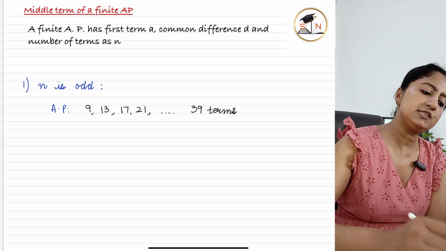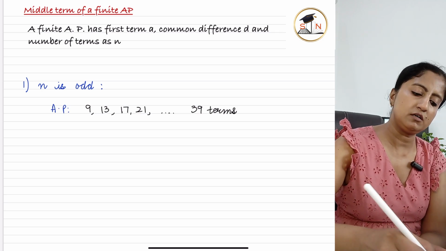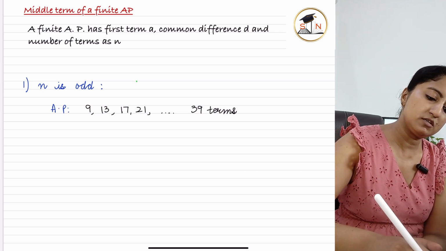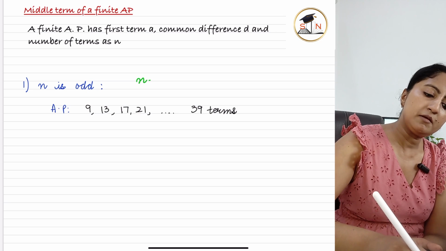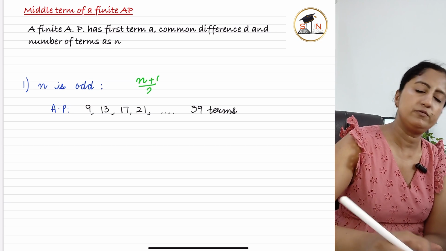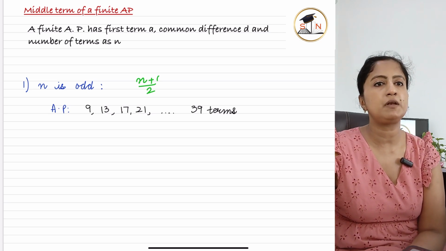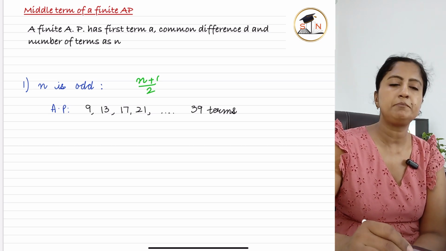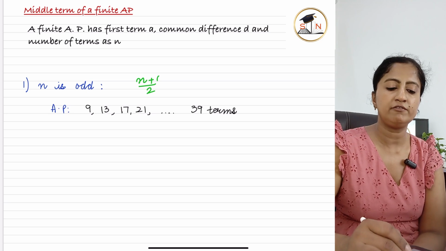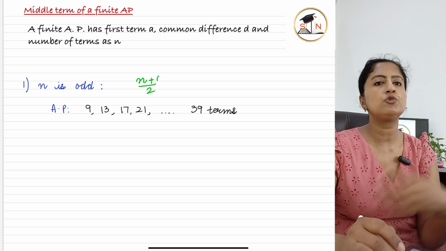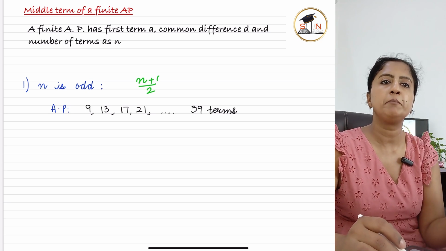When N is odd, how do we find the middle term? It is by the expression (N plus 1) over 2. Because supposedly when your N is, for example, 15, if you do 15 plus 1, it becomes 16, divided by 2 gives you 8. So you will have exactly one middle term.